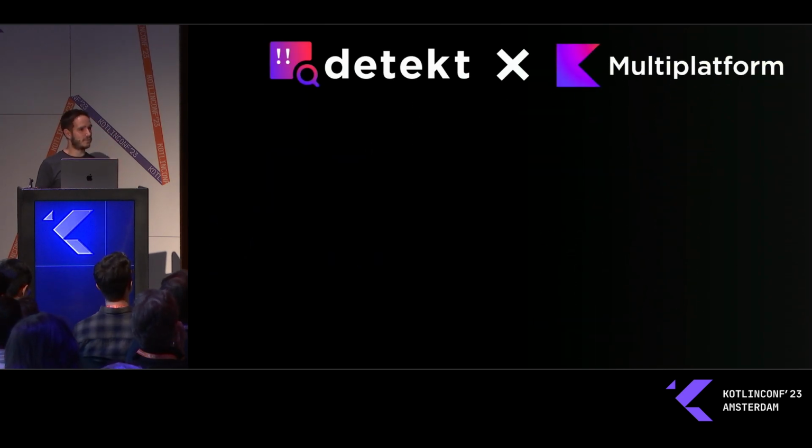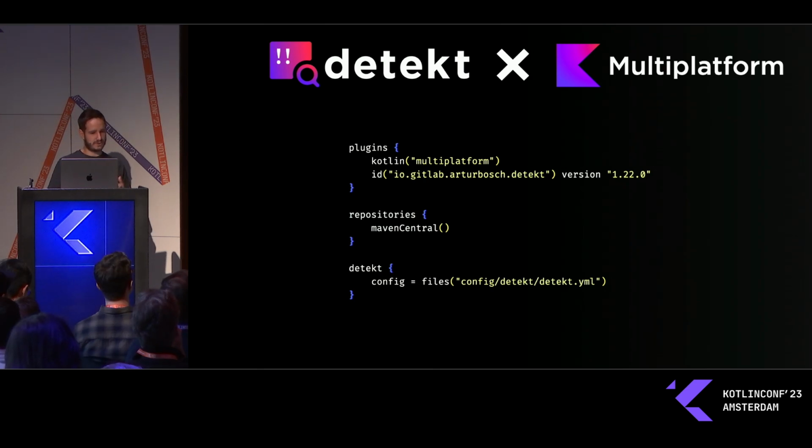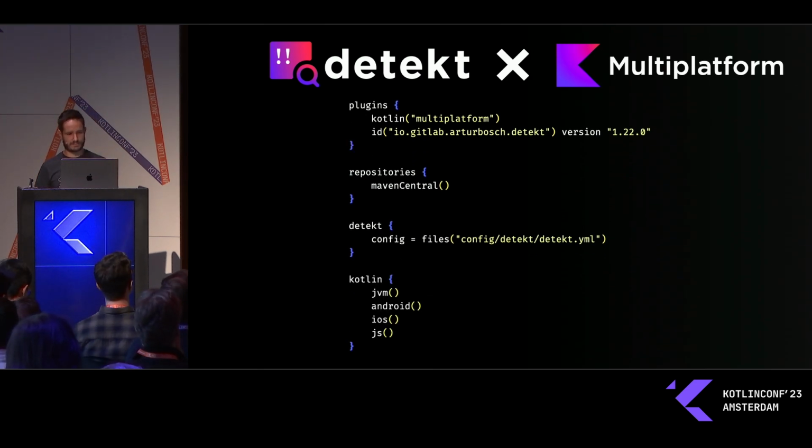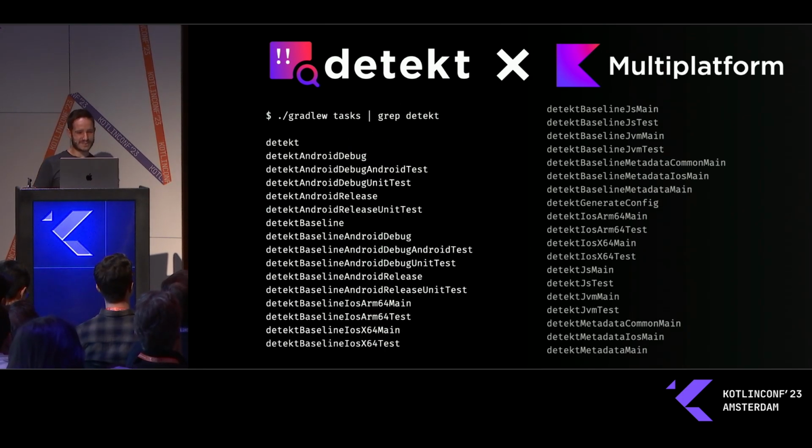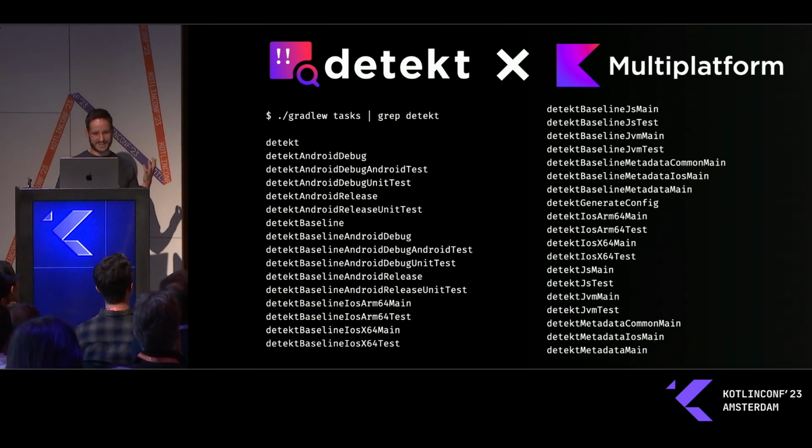Similarly, if you use Kotlin multi-platform, we added support inside Detekt. So again, if you have the Kotlin multi-platform plugin applied and you have a set of targets, we generate more tasks. And in this case, it kind of explodes because we have baseline and inspection for all the source sets, basically. But effectively, this is what allows us to have that type information for all the targets that you might want to run inspection on.